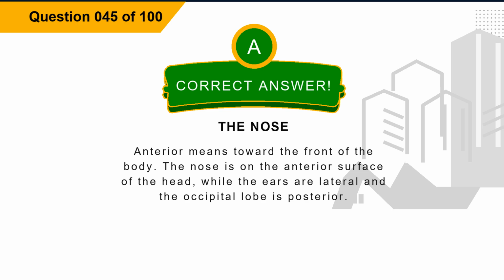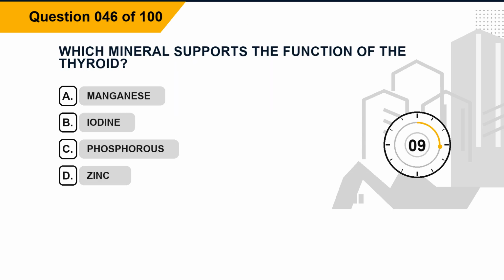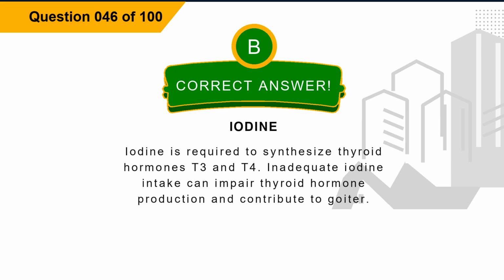posterior. Question 46. Which mineral supports the function of the thyroid? Option A, manganese. Option B, iodine. Option C, phosphorus. Option D, zinc. The correct answer is option B, iodine. Explanation. Iodine is required to synthesize thyroid hormones T3 and T4. Inadequate iodine intake can impair thyroid hormone production and contribute to goiter.